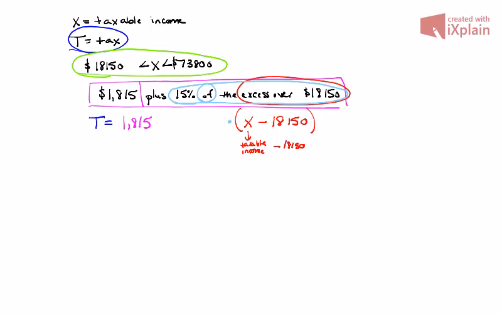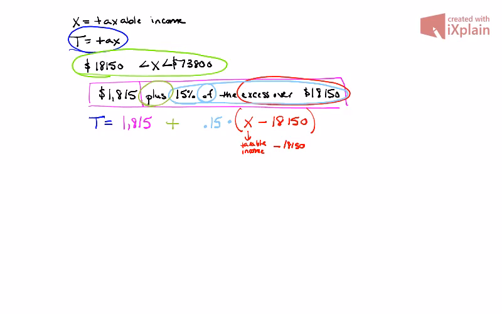So 15%, we're going to change that percentage into a decimal. And I'm actually almost done. Let's read that line that I have boxed in pink one more time. I have $1,815. I have to pay that, plus. So I really need to just put a plus sign in there. So $1,815 plus 15% of the excess over $18,150.